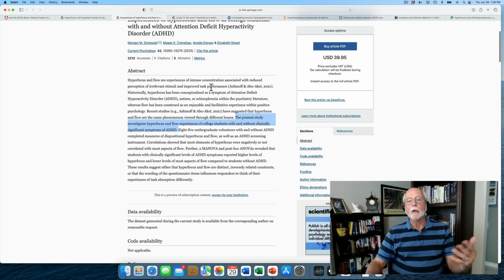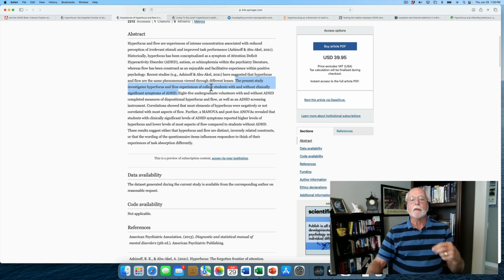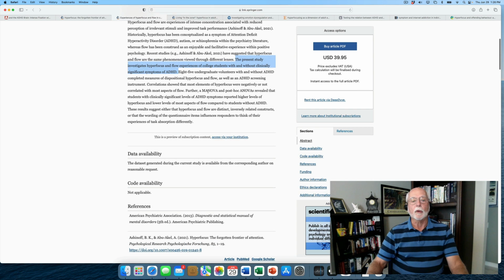So here, we're going to look at hyperfocus and flow in college students with and without significant symptoms of ADHD. But let's understand that there are 85 undergraduates being used here. They're volunteers. They've simply filled out rating scales. There's no clinical evaluation. There's no evidence of disorder here. But let's take a look at what they found.